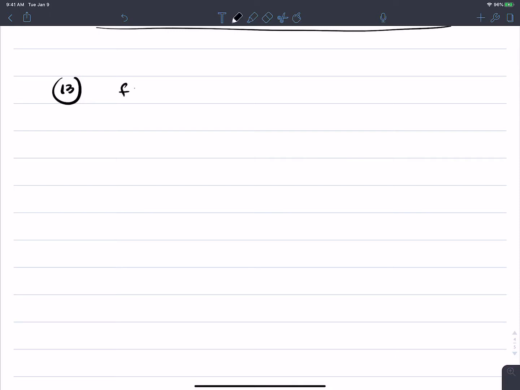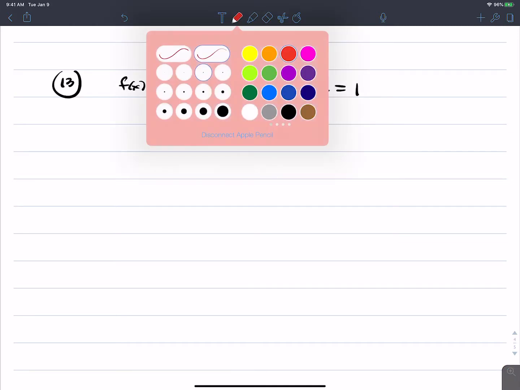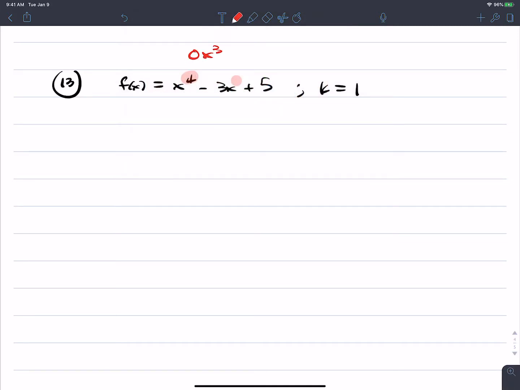Number 13. f of x is x to the 4th minus 3x plus 5, and k is 1 here. I want to point out that when you look at the powers here, you see a 4th power and then a 1st power, so there's a couple of terms missing. The whole terms are missing, not the coefficients. 0x cubed, 0x squared, we put the 0 as a coefficient for these missing terms, and the 1st power is there, so here's what we really have as a function.